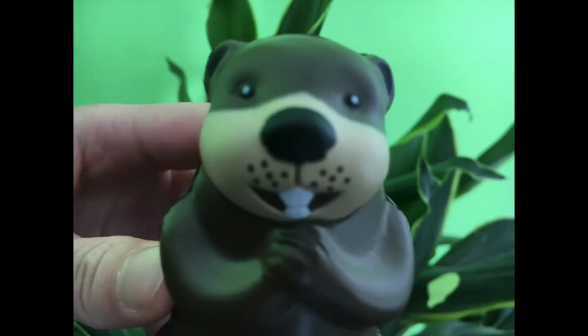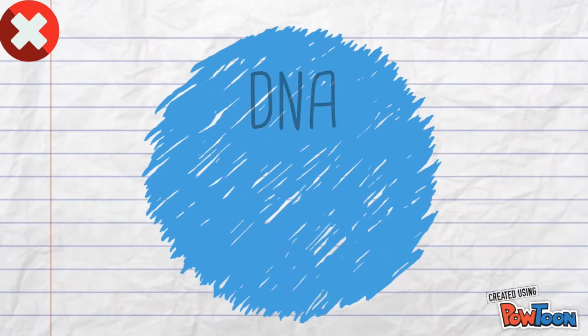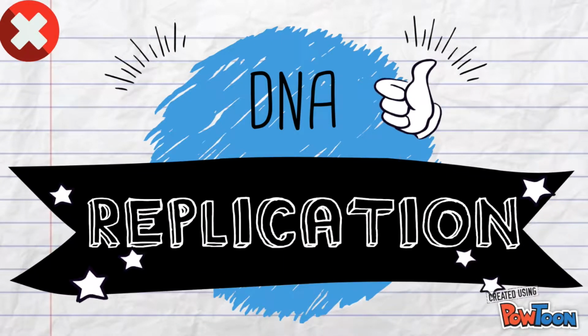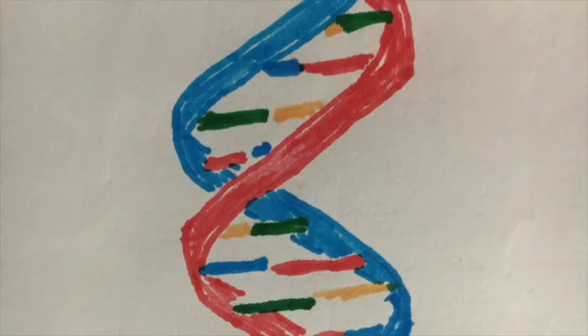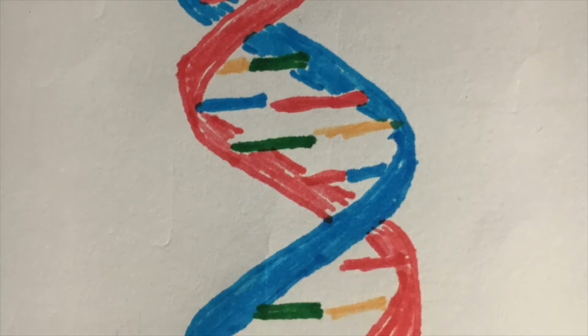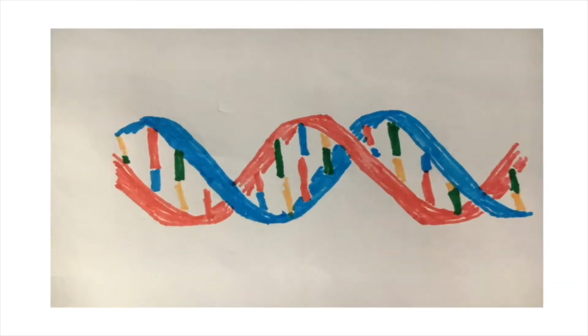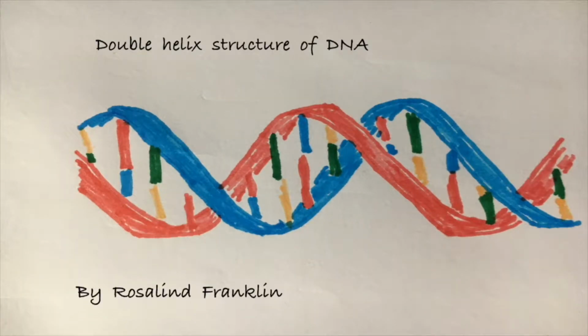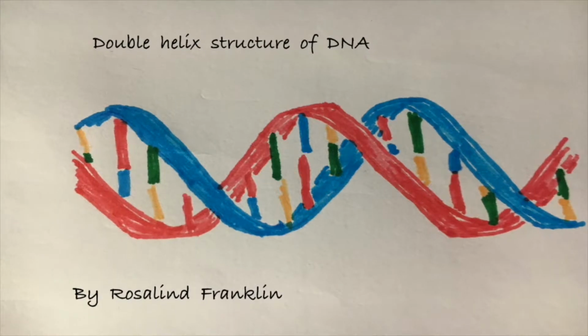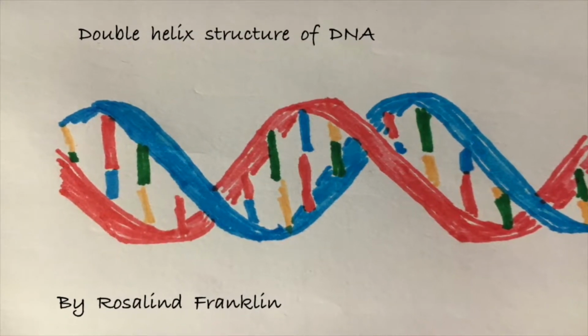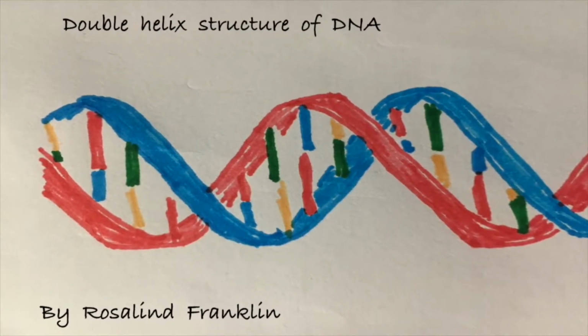So, today we're going to teach you something about DNA replication, transcription, and translation. A scientist, Rosalind Franklin, used X-ray diffraction to define the double helix structure of DNA. She discovered that there are two strands of phosphate sugar backbone with nitrogenous bases twisted together.